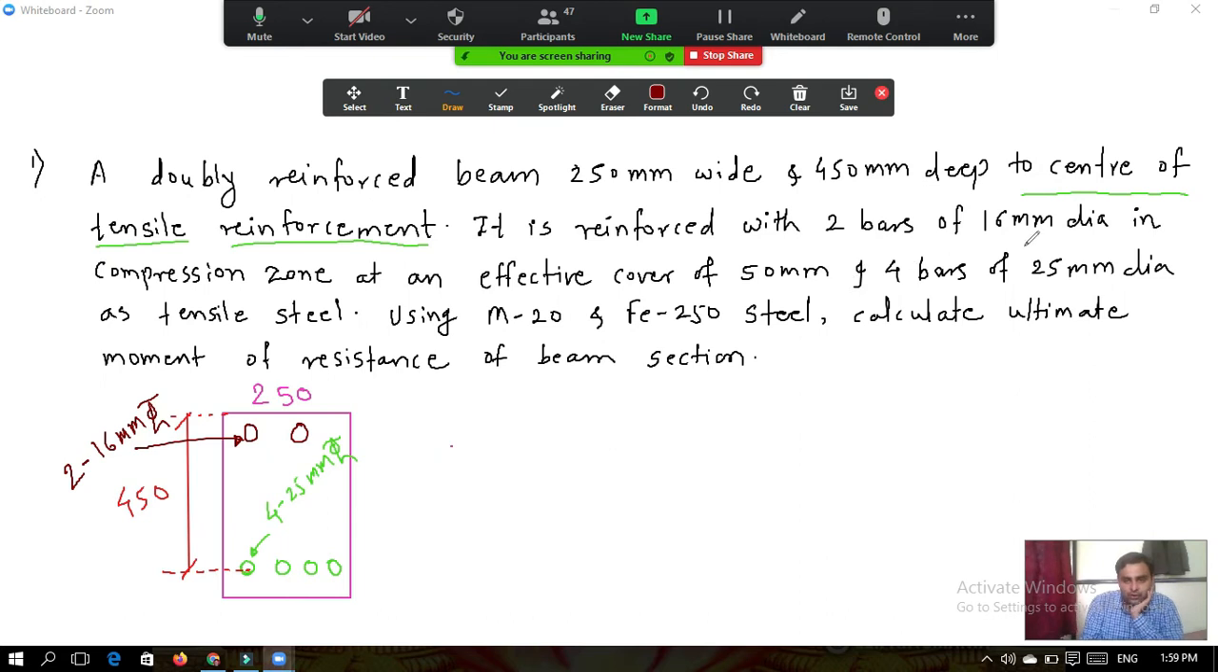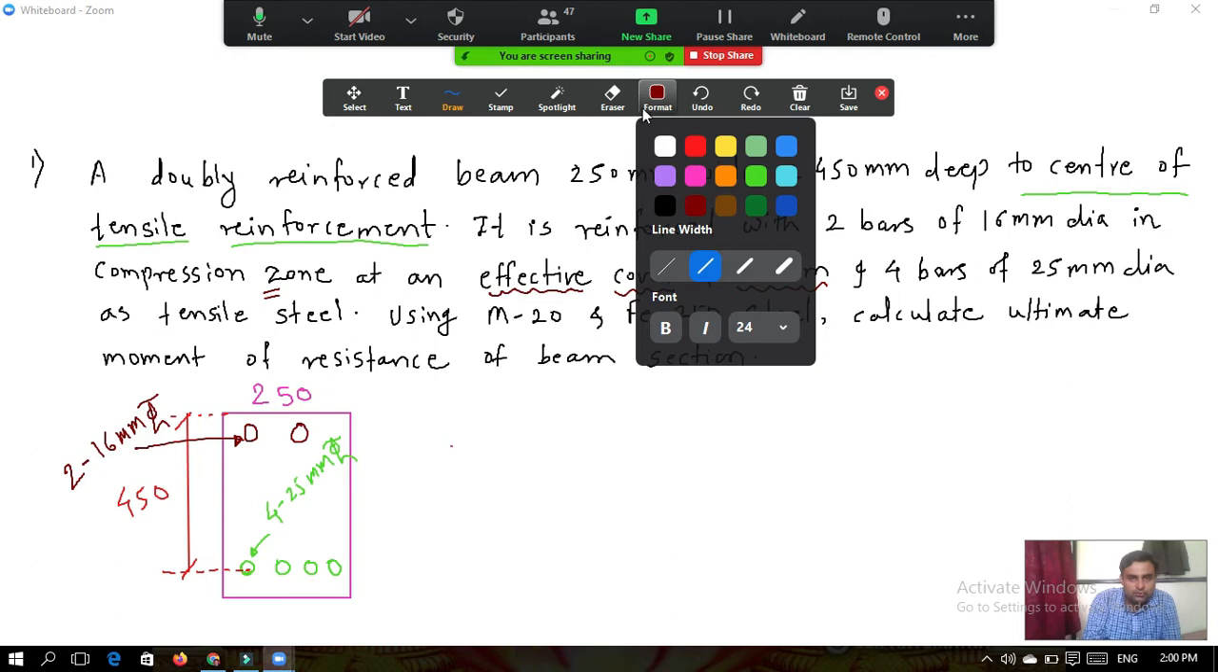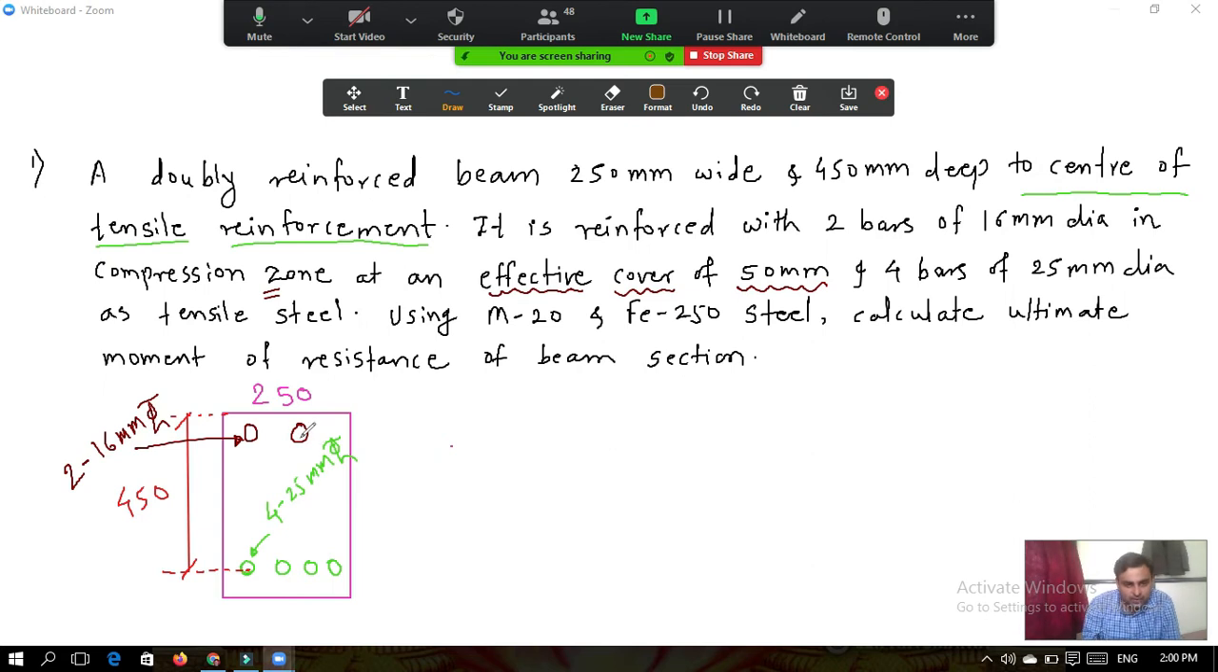And what they have told you ahead, in the 16 mm diameter in compression zone, at an effective cover of 50 mm. So the effective cover is given as 50 mm, in the compression zone. So this is your compression zone. Effective cover means the distance of the extreme fiber from the center of the bar. Now this is the center line of the bar.